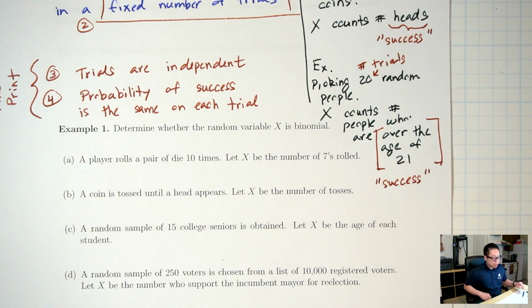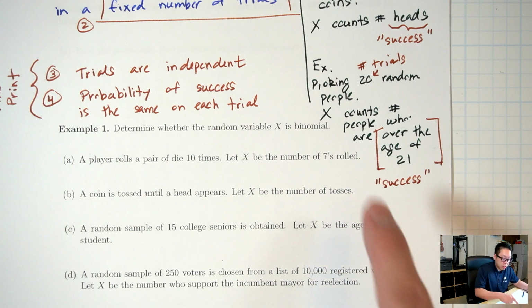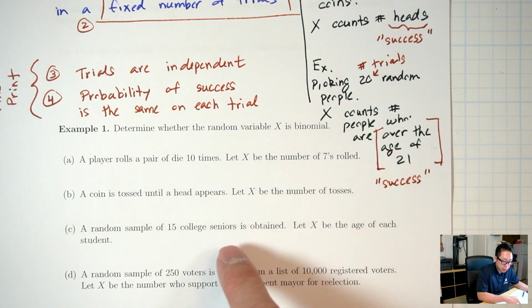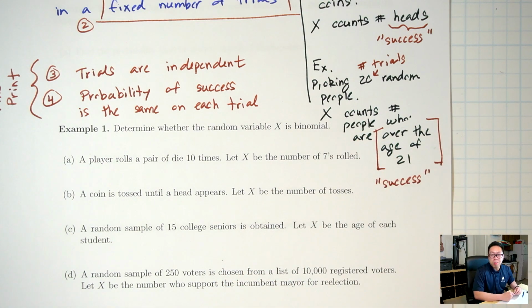I use "success" in quotations because it doesn't always have to be something good. I could also say pick 20 random people and then let X be the number of people who withdraw or fail my class. That's not something good, but it's the characteristic that I'm counting. And so in this case, that would be my success.